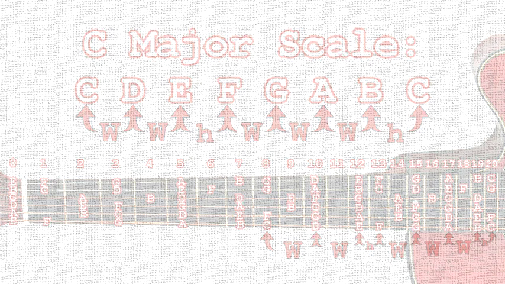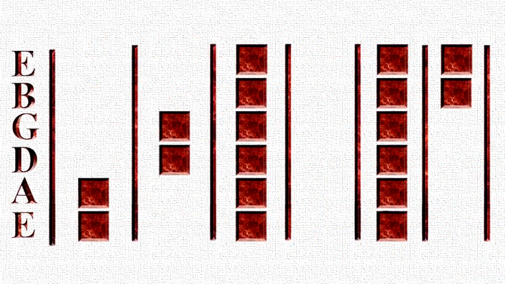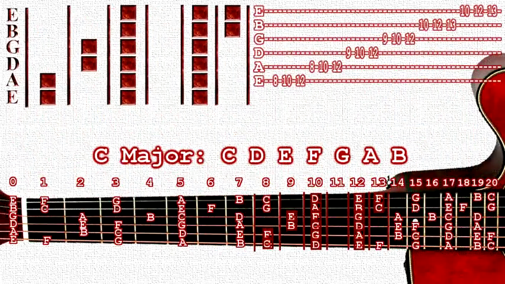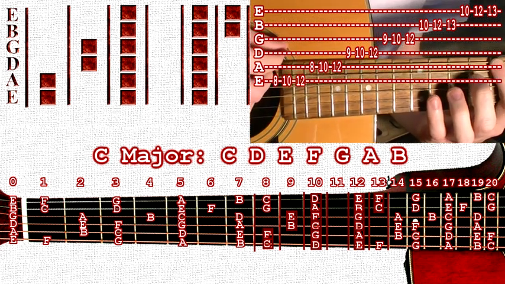Another way to figure out the notes in any major scale is to learn this pattern on the guitar. Once you know this pattern, you can start on any fret on the low E string and play a major scale. Watch as I use this pattern to play the C major scale across all 6 strings.